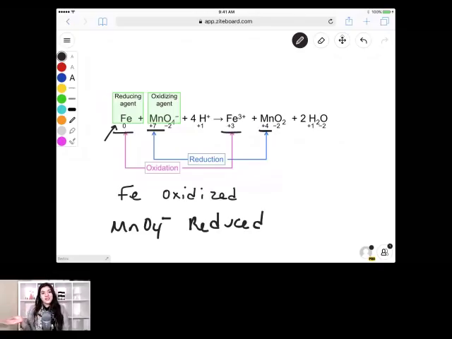So now looking at this, if iron is being oxidized, then that must be our reducing agent, right? It's always the opposite of what you're thinking. So that's why iron is your reducing agent. And then now we'll see that manganese, or that initial reactant, is going to be the oxidizing agent because it is being reduced. So it's always just opposite of what you're anticipating or what you're thinking as a whole. All right.